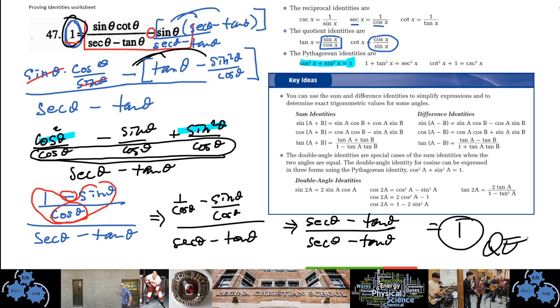I haven't been doing the QED at the end of these proofs, but you should do QED at the end of the proofs. Makes you look sharp, tells everyone you're done, and you know you've got it right. Okay, so that's 47.